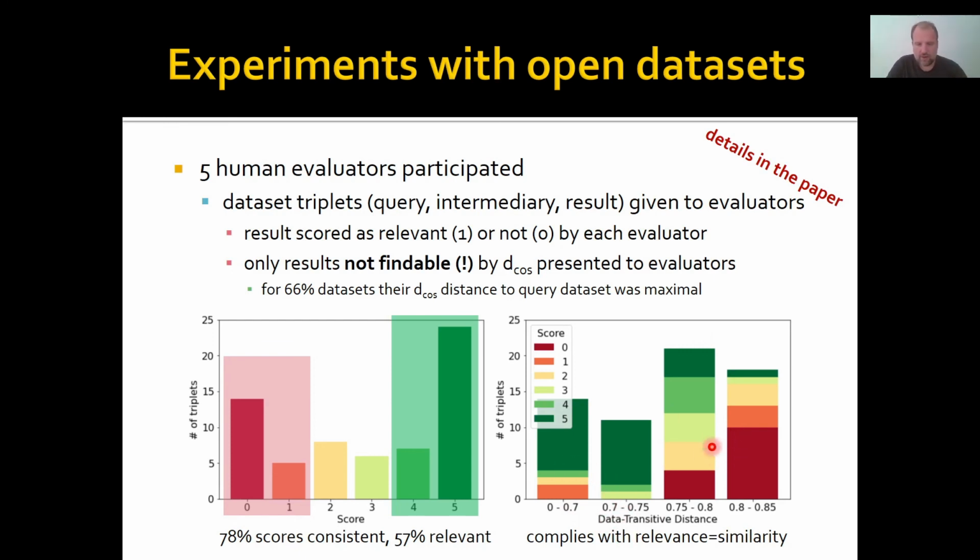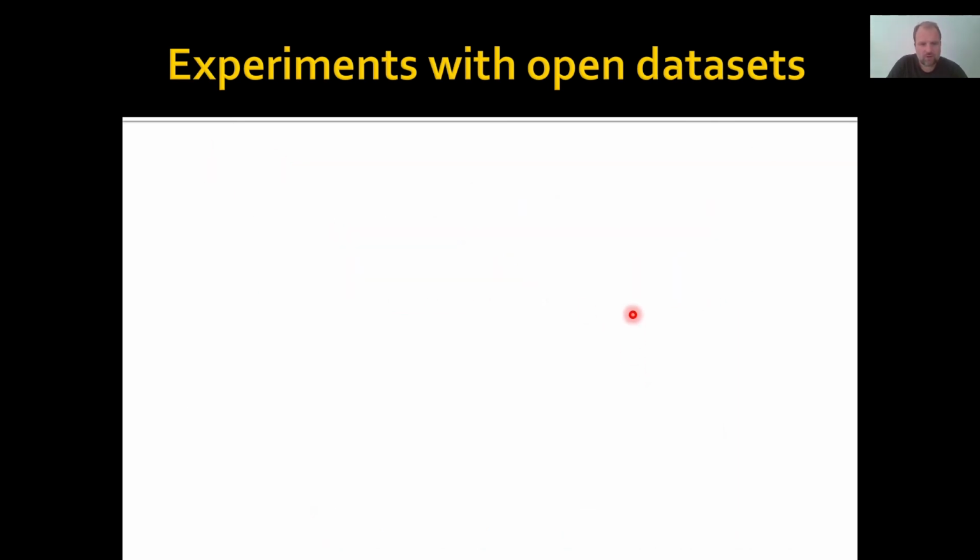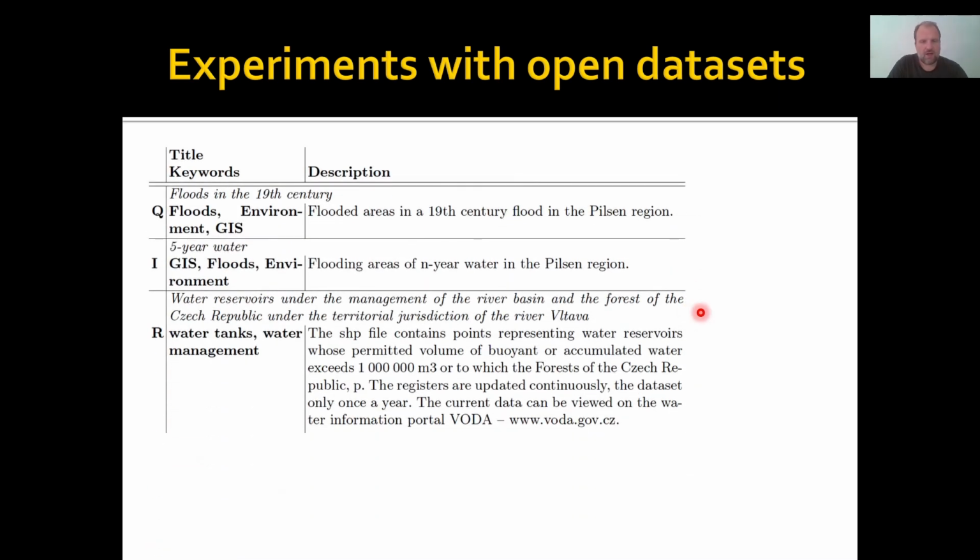So this was quite a brief evaluation of the whole concept, and we can also provide a qualitative analysis, and we can just see two examples of these triplets. Here is a triplet of the dataset, which is the query, Q, then the result dataset, R, and the intermediary dataset, which is this I. And we can see their metadata, we can just watch them as users, and we can see that the first dataset talks about floods in the 19th century. It has keywords floods, environment, GIS, and that's the description.